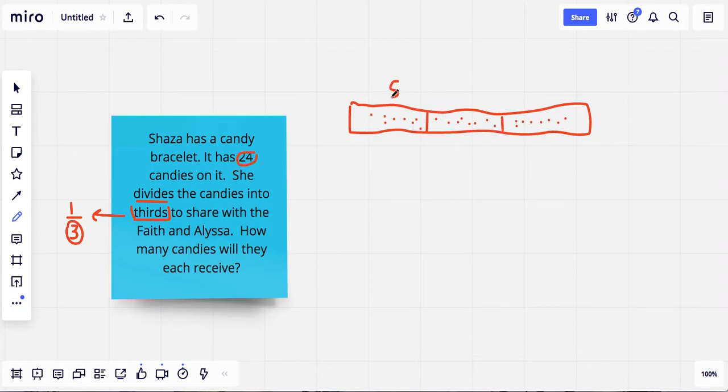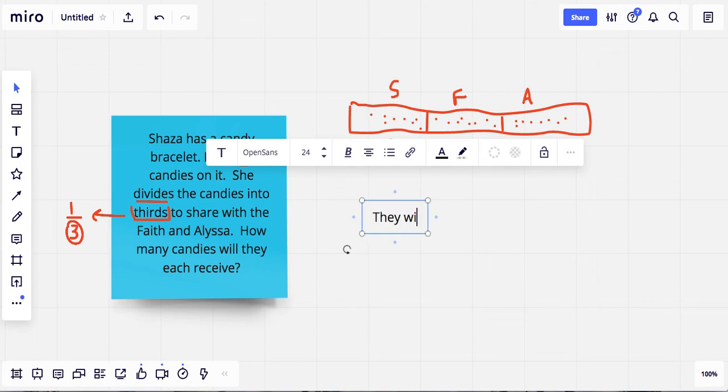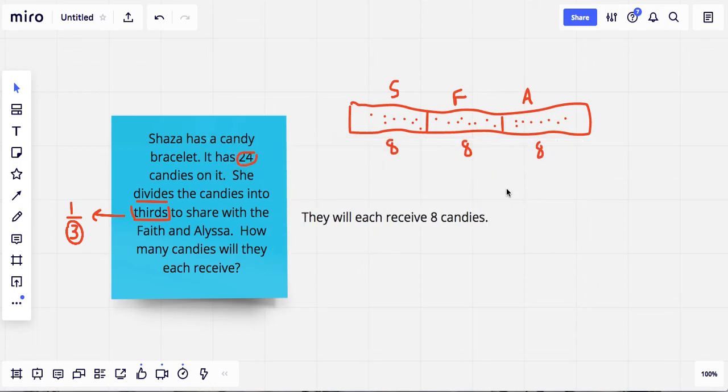So whether we name that Shaza, and we can name this section here for Faith, and this section of candies here for Alyssa. Add them up, 1, 2, 3, 4, 5, 6, 7, 8. So we know that each girl, in this case, is going to receive 8 candies. And the question says, how many will they each receive? So they will each receive 8 candies.